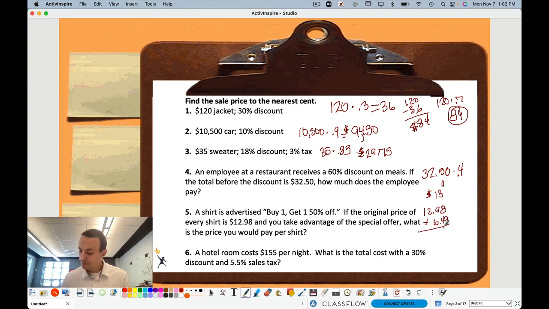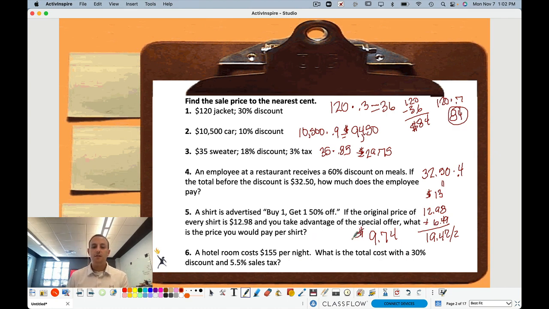So plus $12.98. So I paid $19.47 for both shirts. Now I want to know how much I pay per shirt, so I'm going to divide that number by 2. So I can see, okay, per shirt I pay $9.74. Here's my final answer. Now it says $9.73 and 5/10, but we all know that we round up.